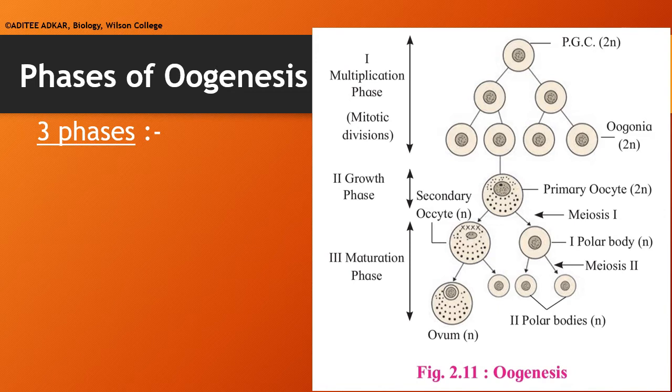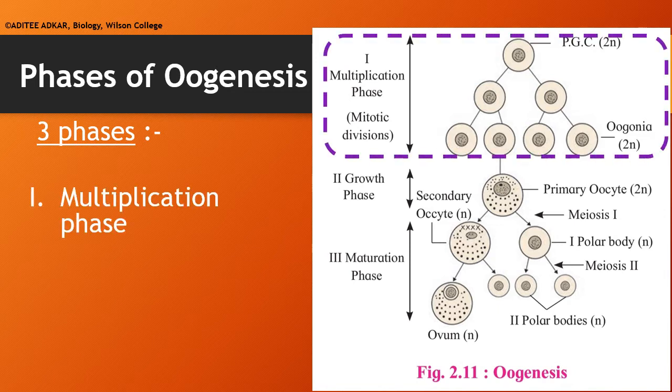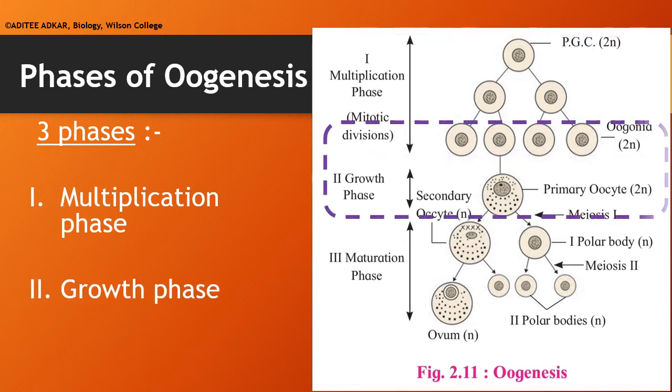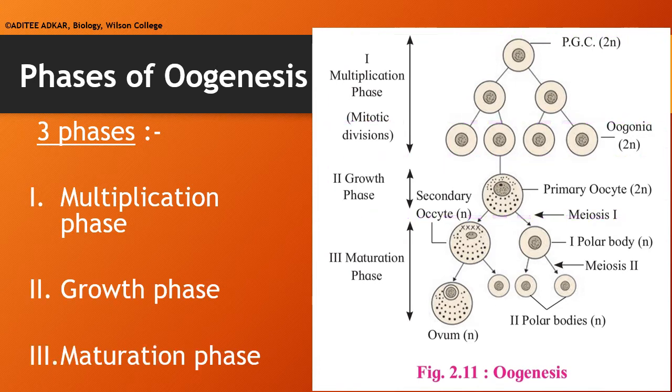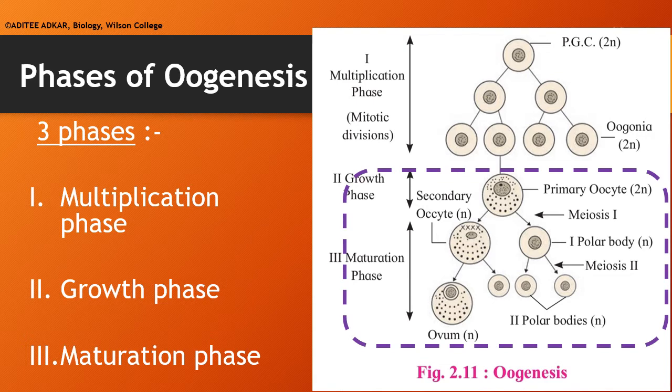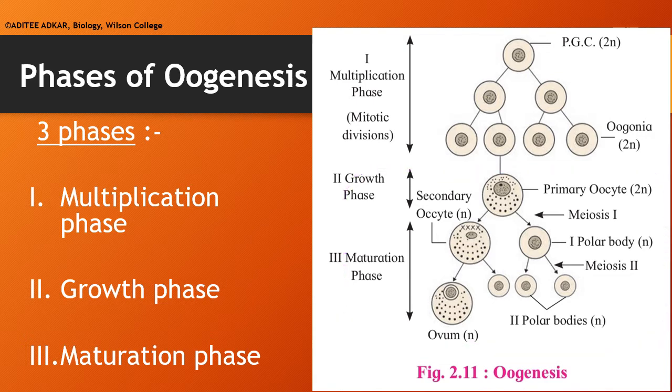The process of oogenesis can be divided into three phases: the multiplication phase, the growth phase, and the maturation phase. Let us understand each of these phases and what are the cell divisions taking place in them.